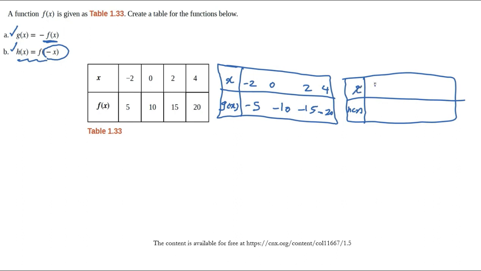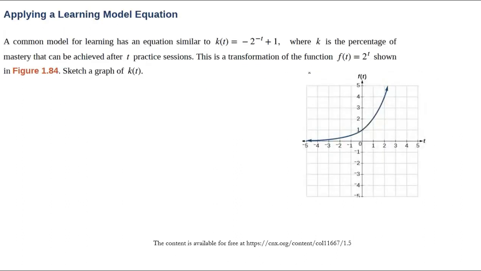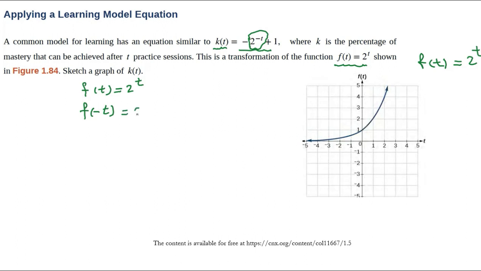Minus x, minus 2 is 2, 0, minus 2, minus 4, and we put the numbers 5, 10, 15, 20. So here we have a graph of f of t. f of t is equal to 2 to t, and we want to graph k of t. So f of t is 2 to t. Now we want to build this part, 2 to negative t. This is f of negative t, 2 to negative t, and its reflection across y-axis.